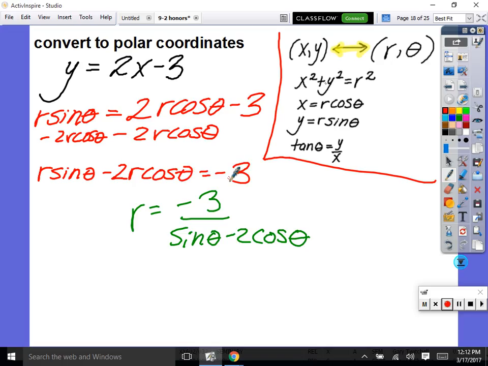Now we're trying to get r alone, so can't we factor out an r at that point? We factor out an r, then what's left is sine theta minus 2 cosine theta equals negative 3. And then you're trying to solve for r. So then you would divide by that, and we end up at the solution. But it's just plugging in, and then getting all the r's on one side and everything else on the other side.